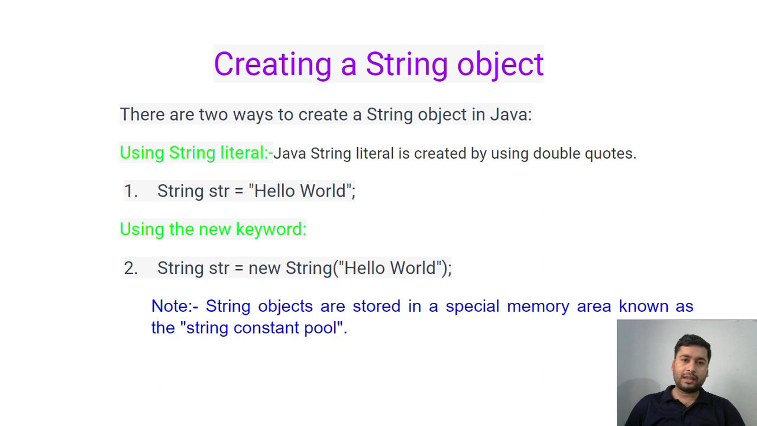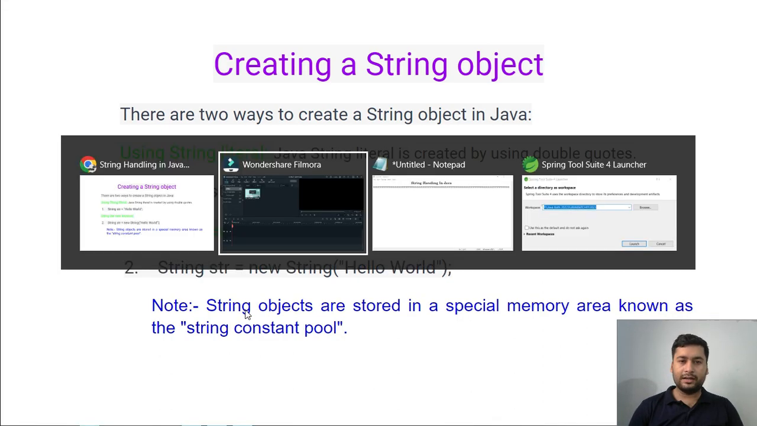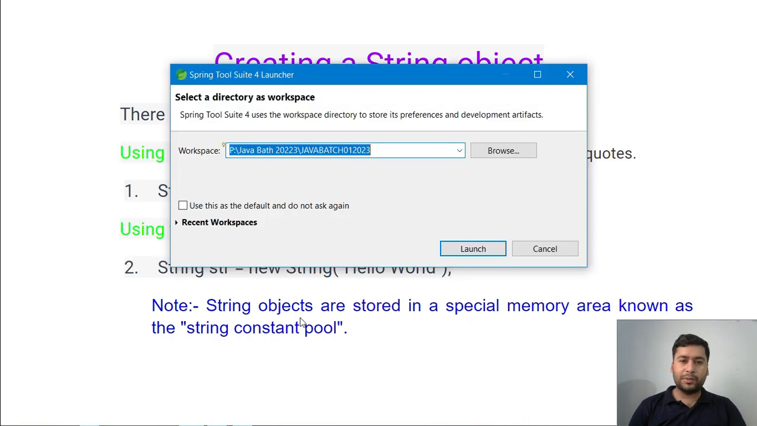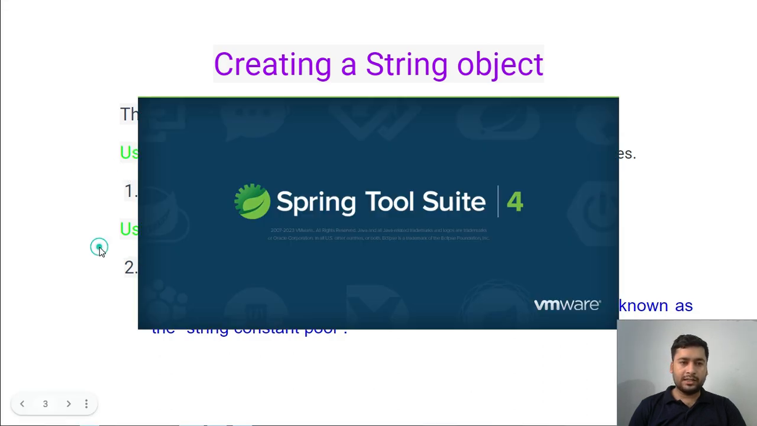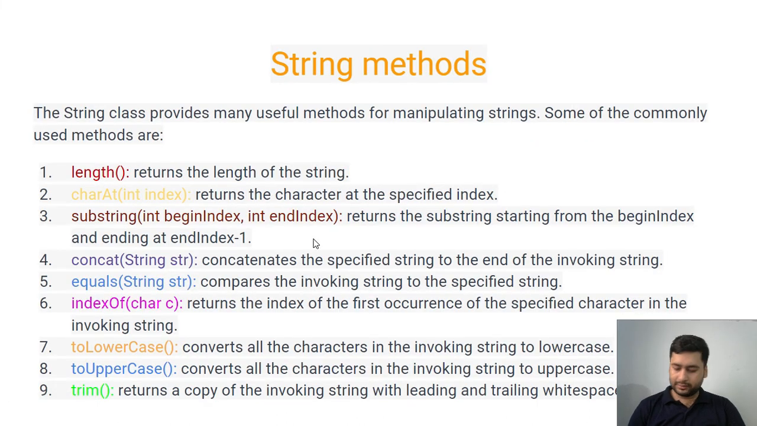Okay, so here you can see creating a string object. There are two ways to create a string object. So let me go and try something so we can understand whether we need to import or not. Those things we can discuss easily. Okay, so let me open my Eclipse. There are two ways to create a string object in Java. One is using string literals, and another one is using the new keyword.